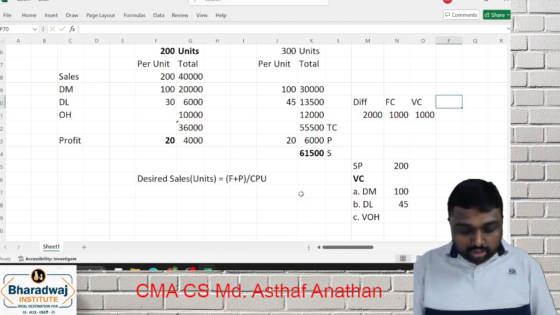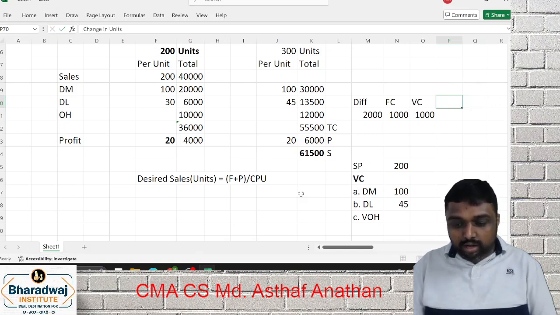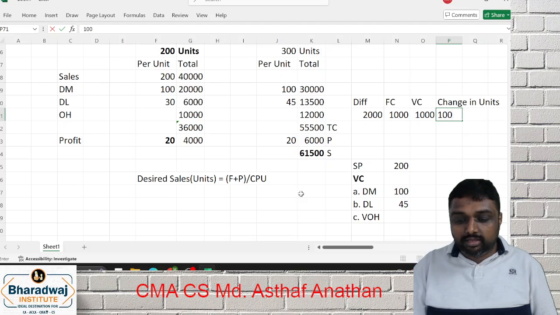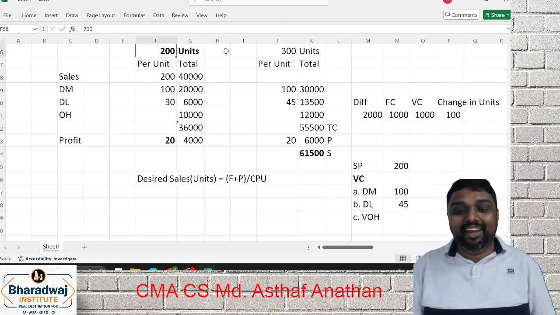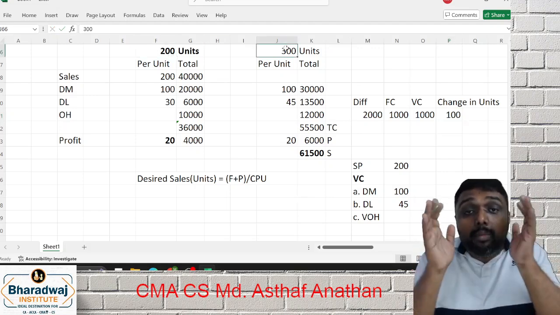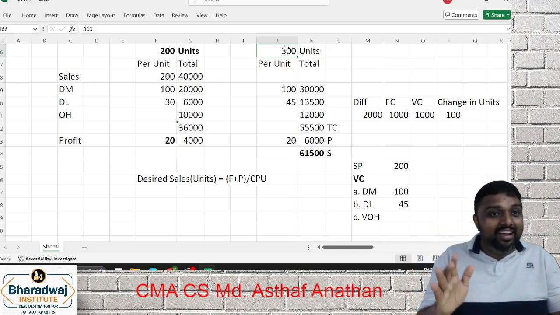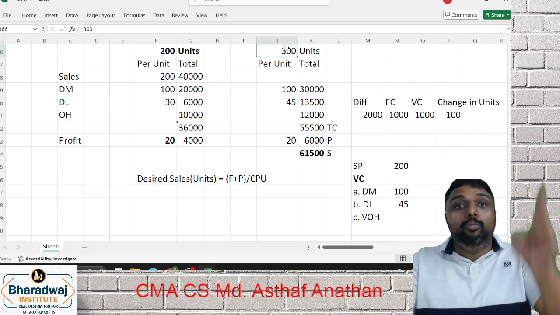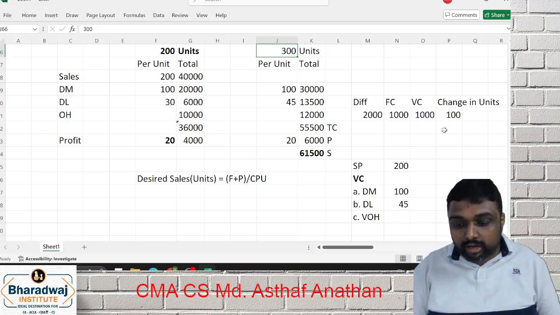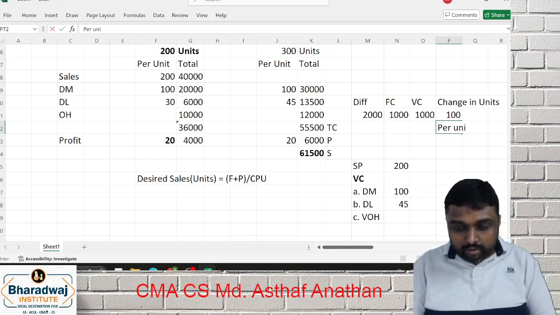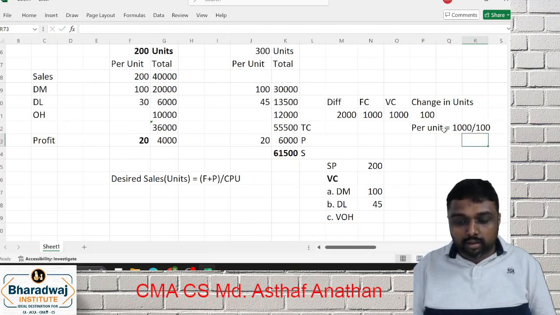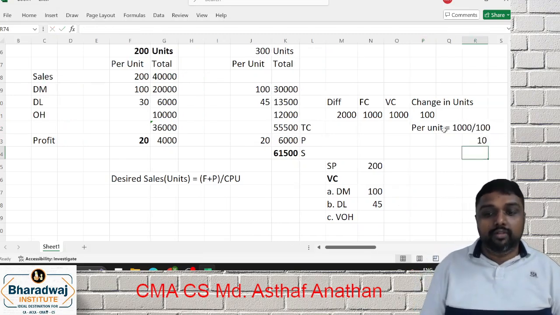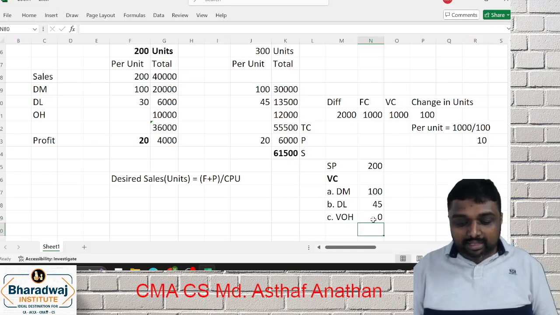How many units do you change? Your change in units is 100. How did you get 100, friends? Last year it is 200 units, this year it is 300. From 200, your units are changing to 300. Your variable cost changed by 1,000. That is, per unit it will be 1,000 by 100, which is 10 rupees. Our answer is over.